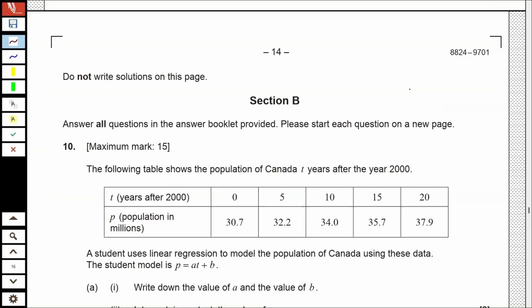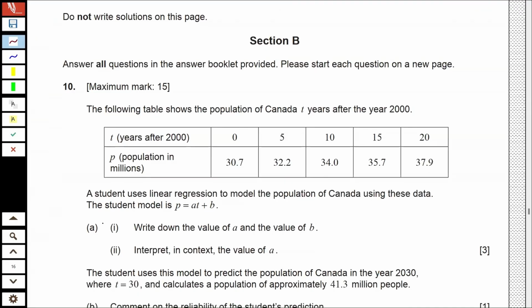Now we are at section B. The questions in here have the highest marks. At question 10, the following table shows the population of Canada 3 years after the year 2000. Here is a table. A student used linear regression to model the population of Canada using this data. Student model is like this. Write down the value of A and the value of B.